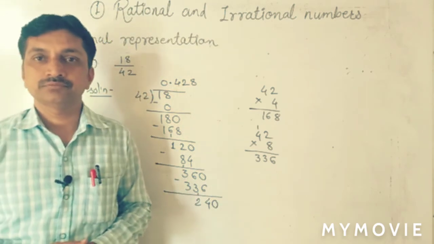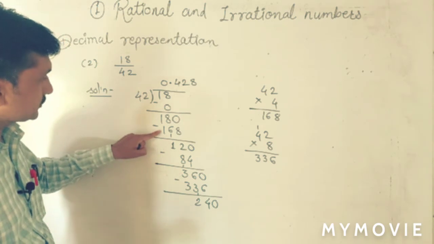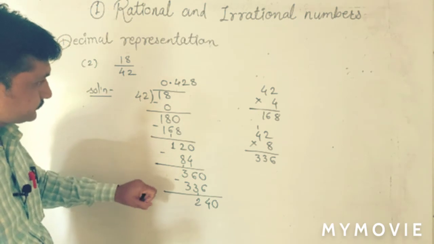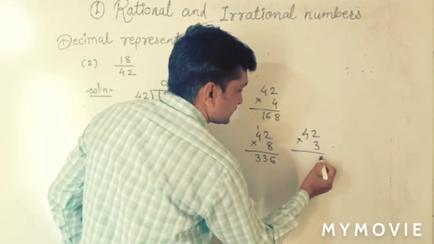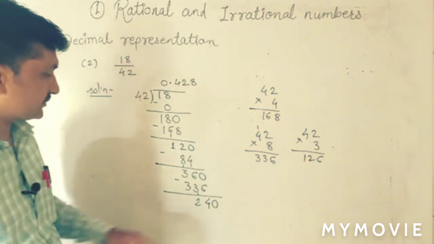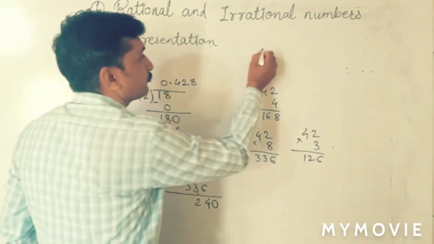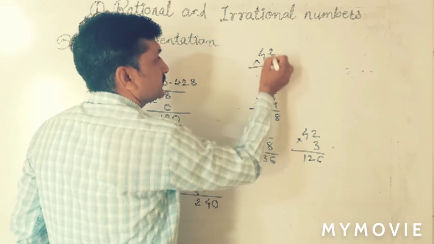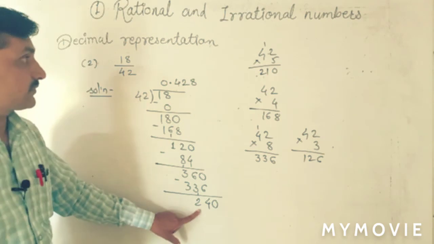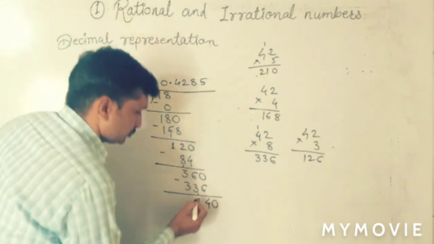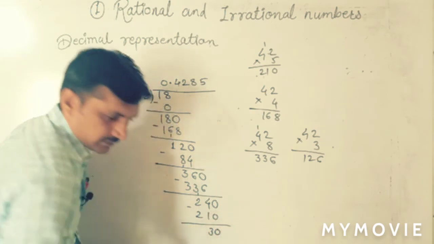Then again 0. 240. You see here, 240. 3s are, let's see, 3 2s are 6, 4 3s are 12, 126. Here is 214, 4s are is greater, 5s are. 5 2s are 10, 5 4s are 20 plus 1, 210. Yes, 5s are 210. Subtraction, 40 minus 10, 30.